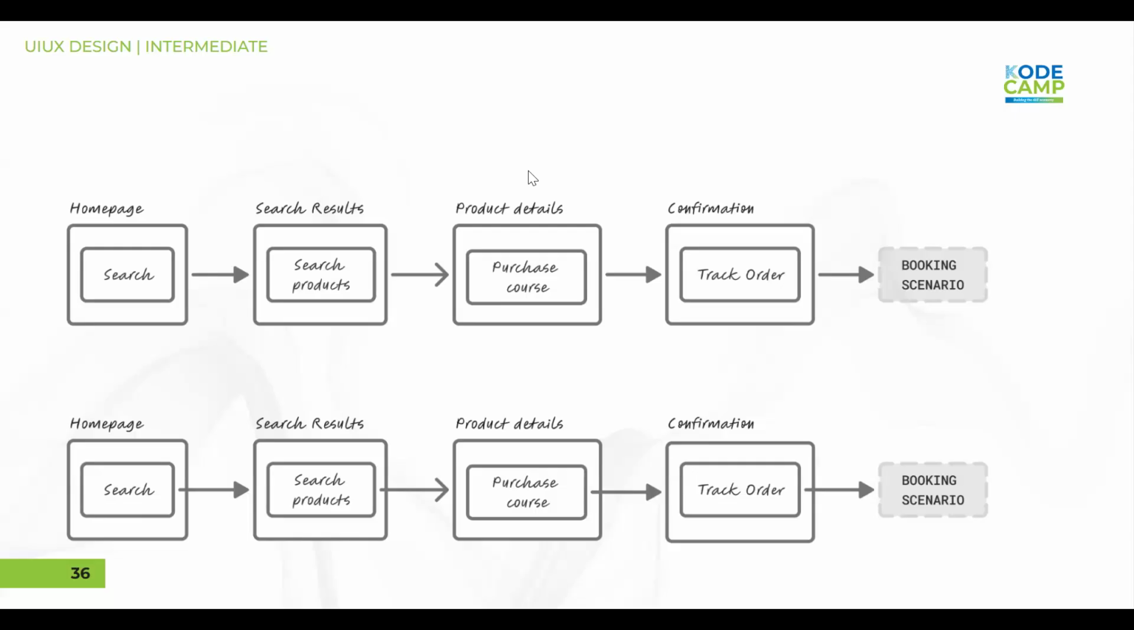All right, thank you. So we're talking about mapping the connections, the flow. Look at an example here. A user wants to purchase a course. He will enter the home page, search the product, see the product details, and then purchase the course. So this is a booking scenario.